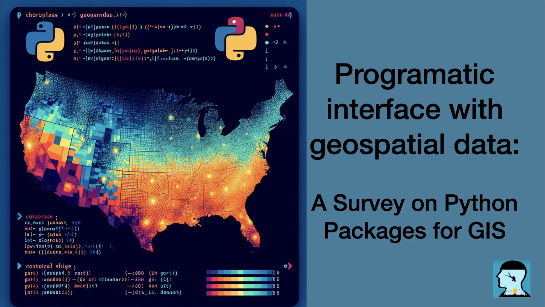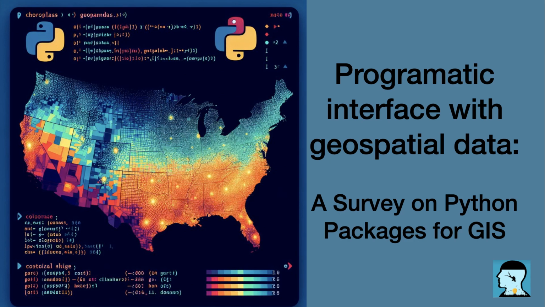2. Spatial data analysis. Python has libraries like GeoPandas and Shapely that provide powerful tools for performing spatial operations, such as spatial joins, buffer analysis, and geometric calculations. These libraries make it possible to analyze spatial relationships and derive meaningful insights from geospatial data.